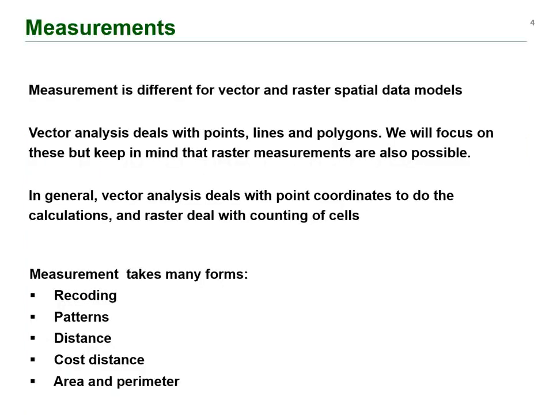The first type of spatial relationship is measurements. Measurements in the vector data model is based on the coordinates of the points, lines, and areas. You will also appreciate that measurements are only accurate if the spatial data is in some projected coordinate system, meaning the data refers to a flat surface of the Earth. Measurements can be anything from recoding to aspects such as pattern, distance, cost distance, and area or perimeter. Many of these measurements can be obtained directly or are stored as a column in the attribute table.